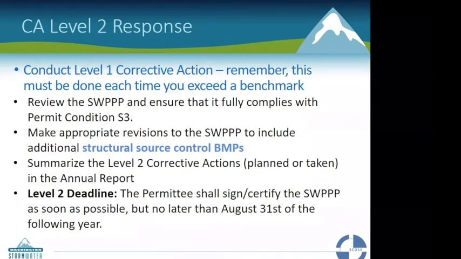The level 2 deadline, as I mentioned, is the permittee shall sign and certify the SWIP as soon as possible, but no later than August 31st of the following year.